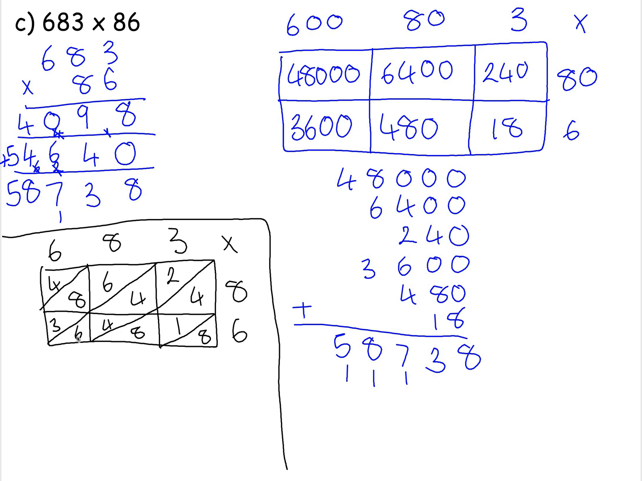Okay, adding as we go down the diagonals, that'll give you an 8. This would be a 4 add 1 add 8 is 13, 3 there, carry the 1. 2 add 4 is 6, add your 4 is 10, 16, 17, put the 7 there, carry the 1, 14, 17, 18, 8 there, carry the 1, and then that'll be a 5. So your answer is 58,738, the same as the others.